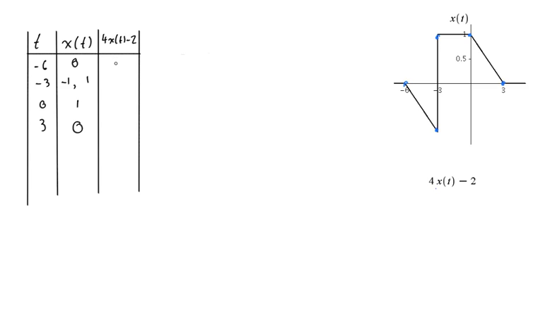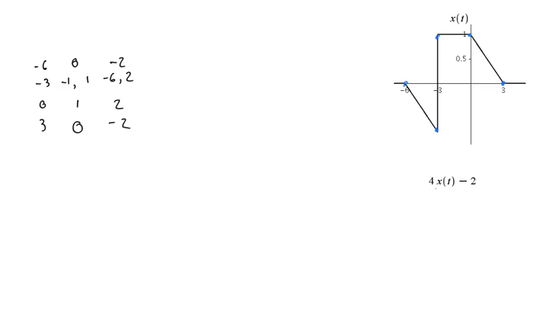So at -6, we have 0, because, we actually have -2, because I'm not very good at basic math. So we have 4 times 0 minus 2, that's -2. 4 times -1 is -4, subtract 2, that's -6. 1 times 4 minus 2 is +2, and 4 times 0 minus 2 is equal to -2. So there we go. Now we've got our points, and I'm going to show you.